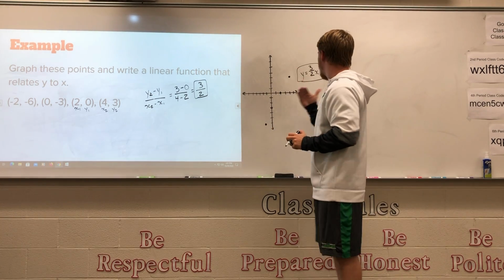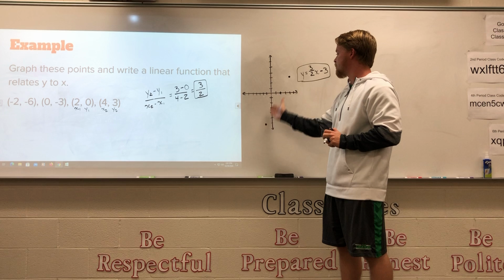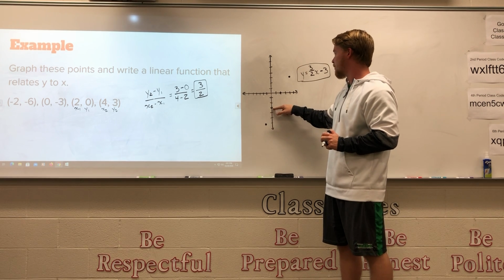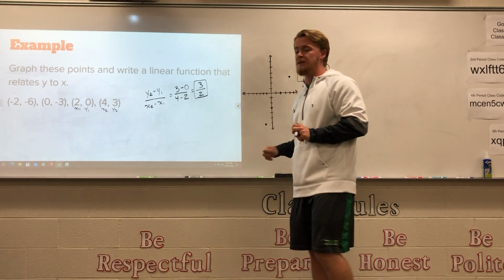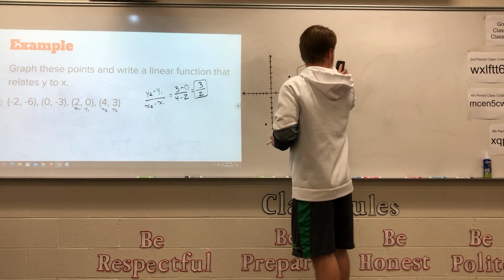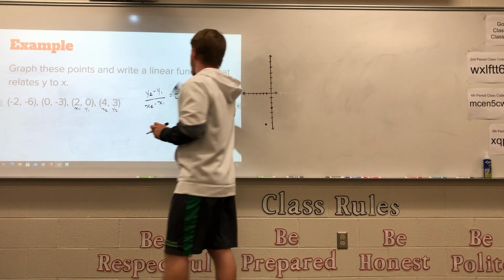Remember, what you pick out first is your y-intercept. You pick that by where those points go through the y-axis. So negative 3 is here. And then you find your slope by just choosing 2 points and plugging them into your slope formula.